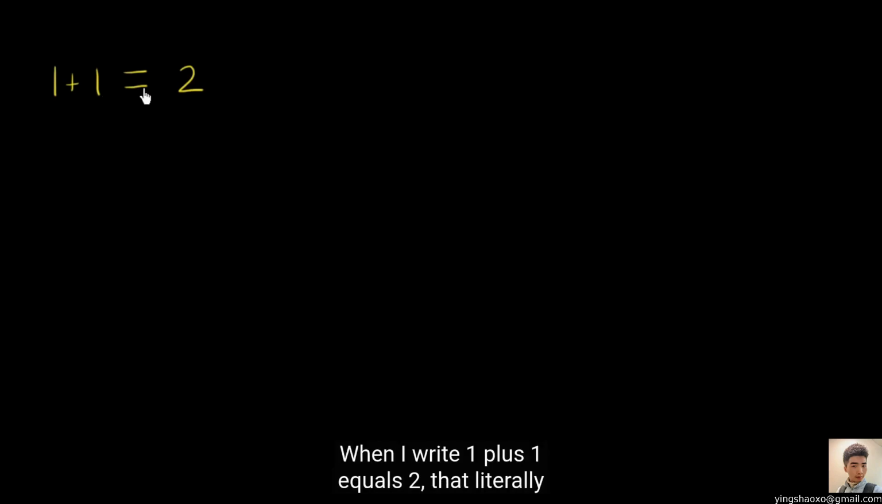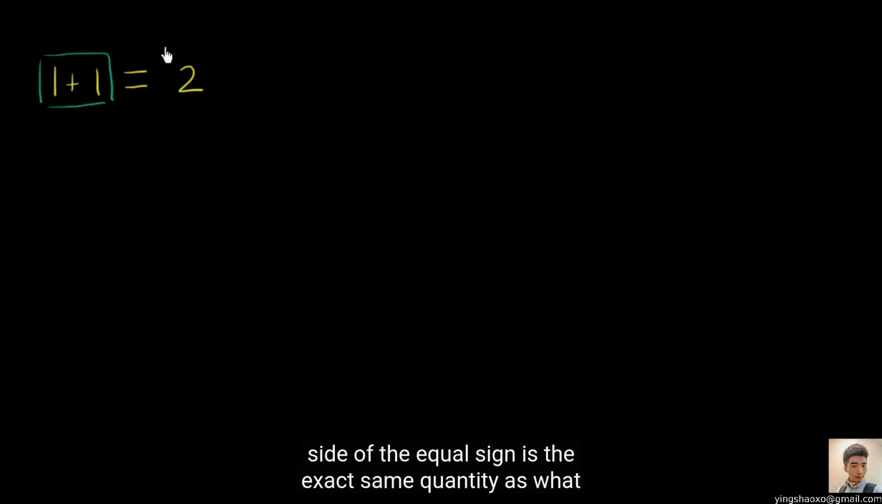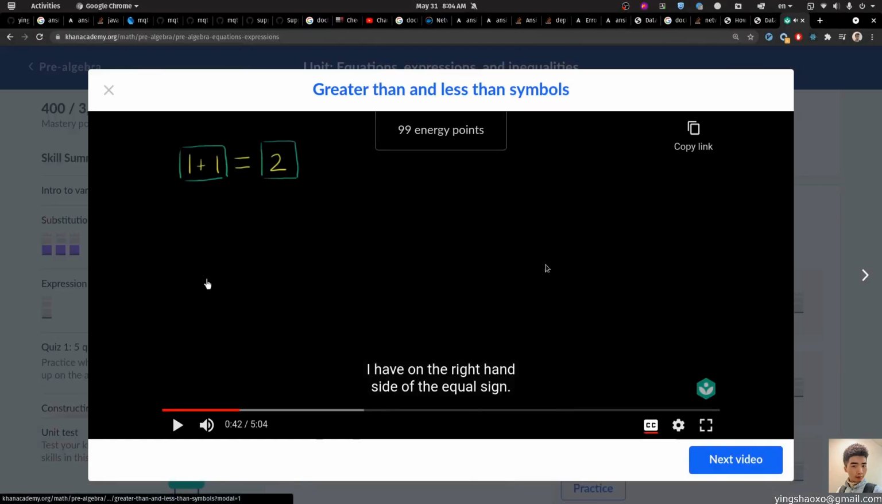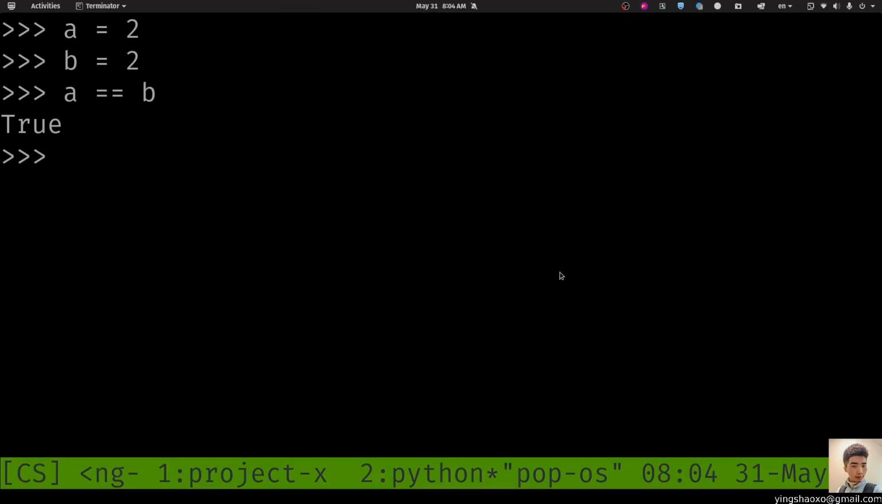When I write 1 plus 1 equals 2, that literally means that what I have on the left hand side is the exact same quantity as what I have on the right hand side. Alright, I still feel this is overcomplicated. As hard as it is to believe in the maths, in programming it's likely.